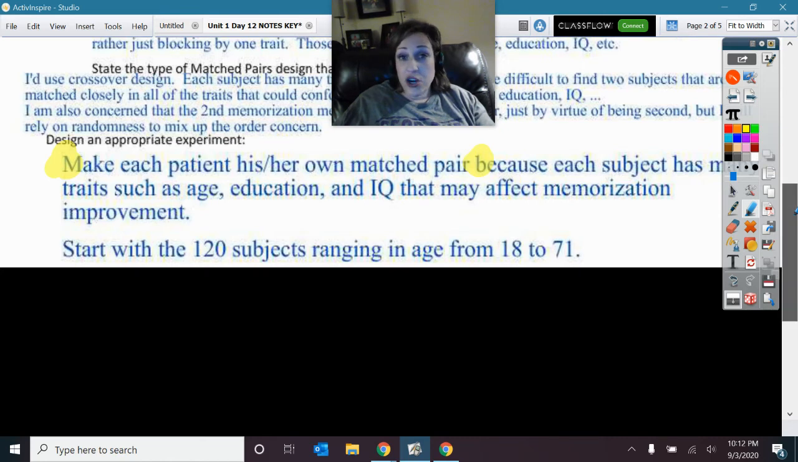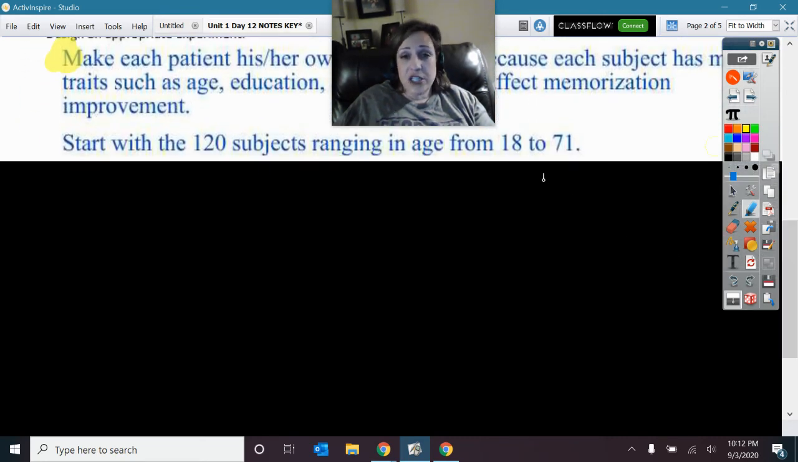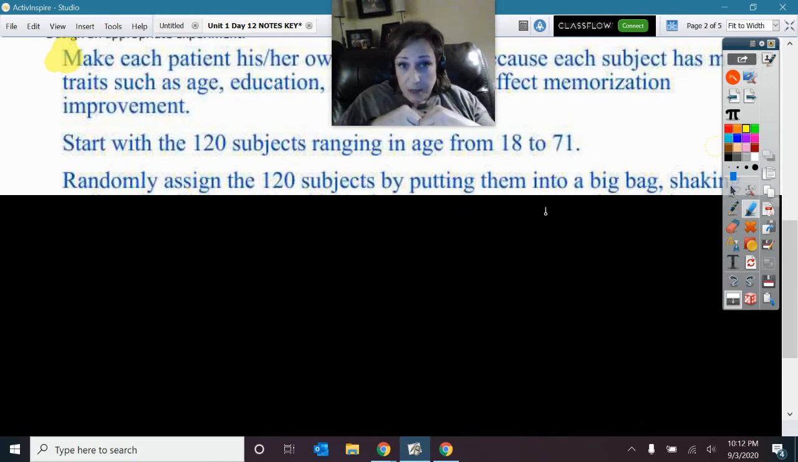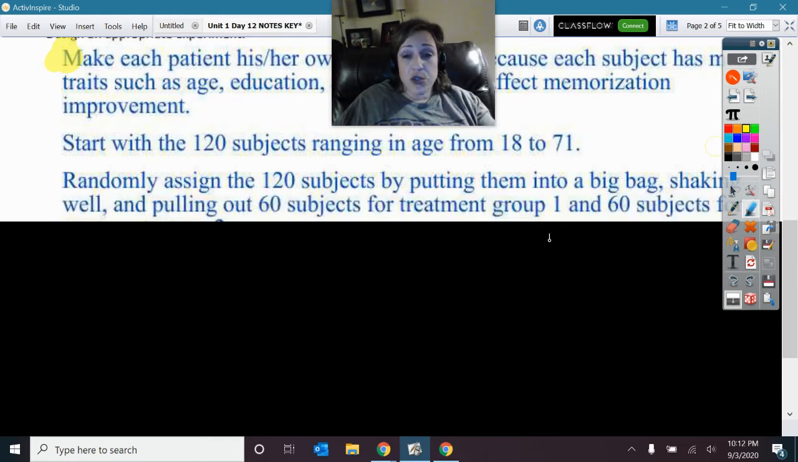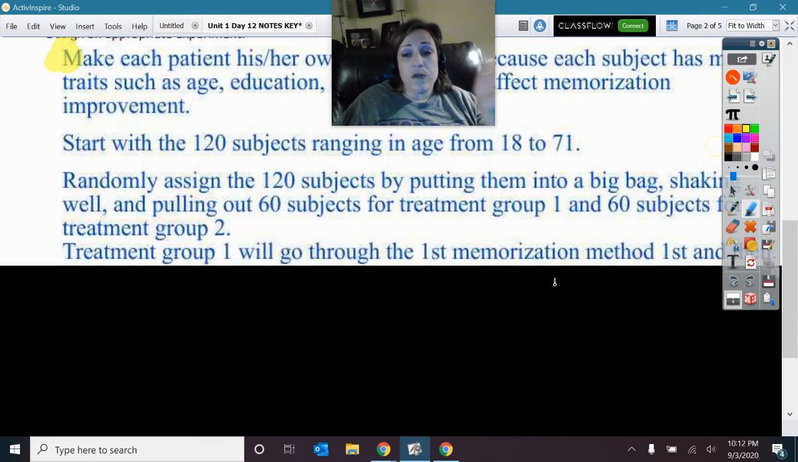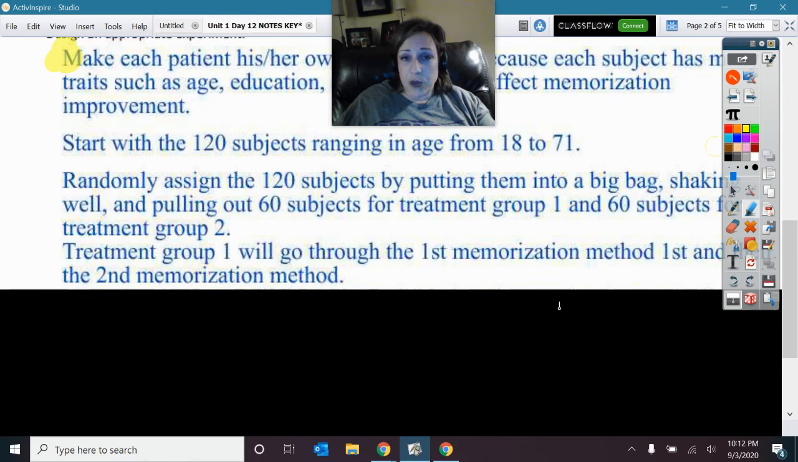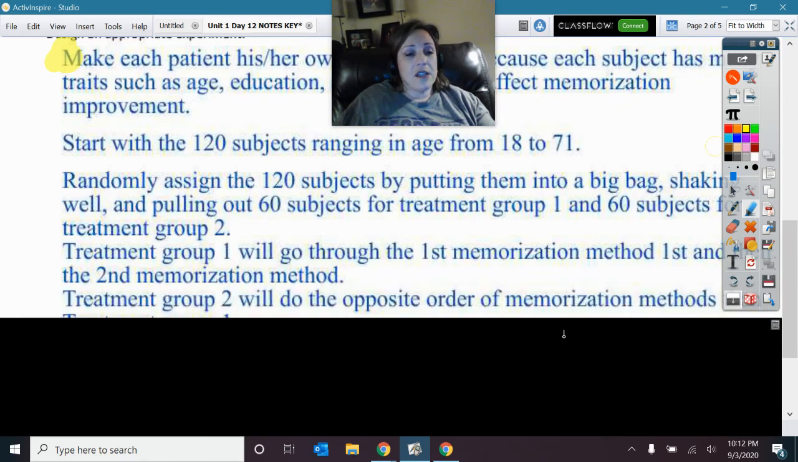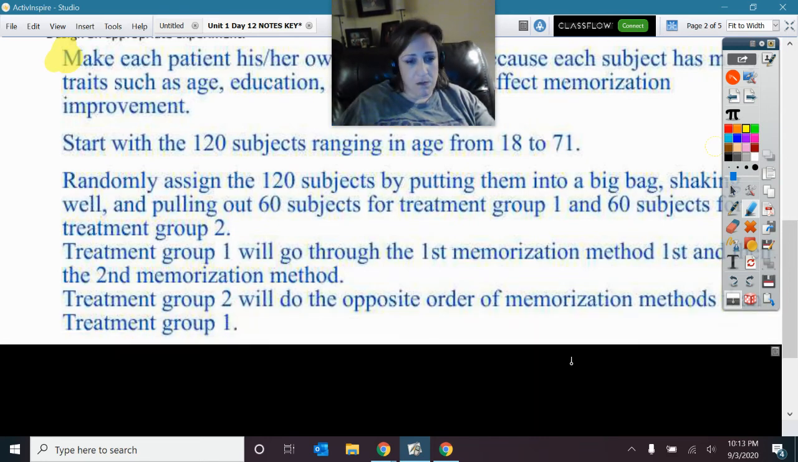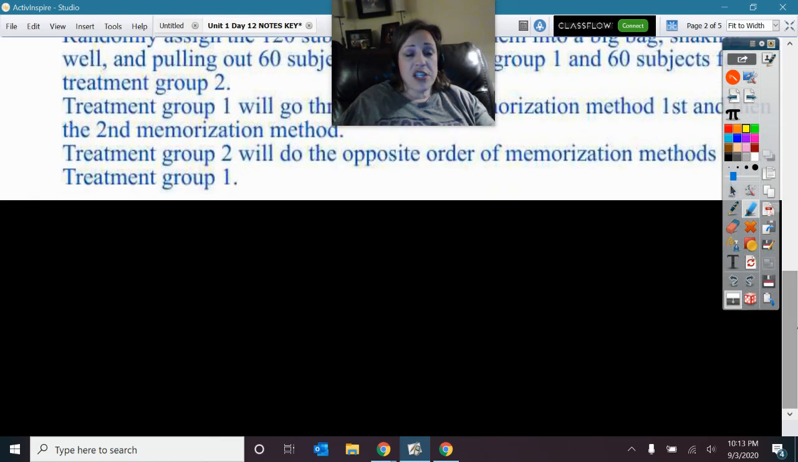All right, now I'm going to start with the 120 subjects ranging from 18 to 71. And I'm going to randomly assign those 120 subjects by putting them in a bag. Here's my asterisk. Putting them in a bag, shake well, and pull out 60 of them to go to treatment group 1 and 60 to go to treatment group 2. The reason I wrote it like that is because then I elaborate. Treatment group 1 will go through the first memorization method first and the second memorization method second. Treatment group 2 over here will do the opposite order of the memorization methods. Okay? So there's my R, my asterisk, and my T for treatment.